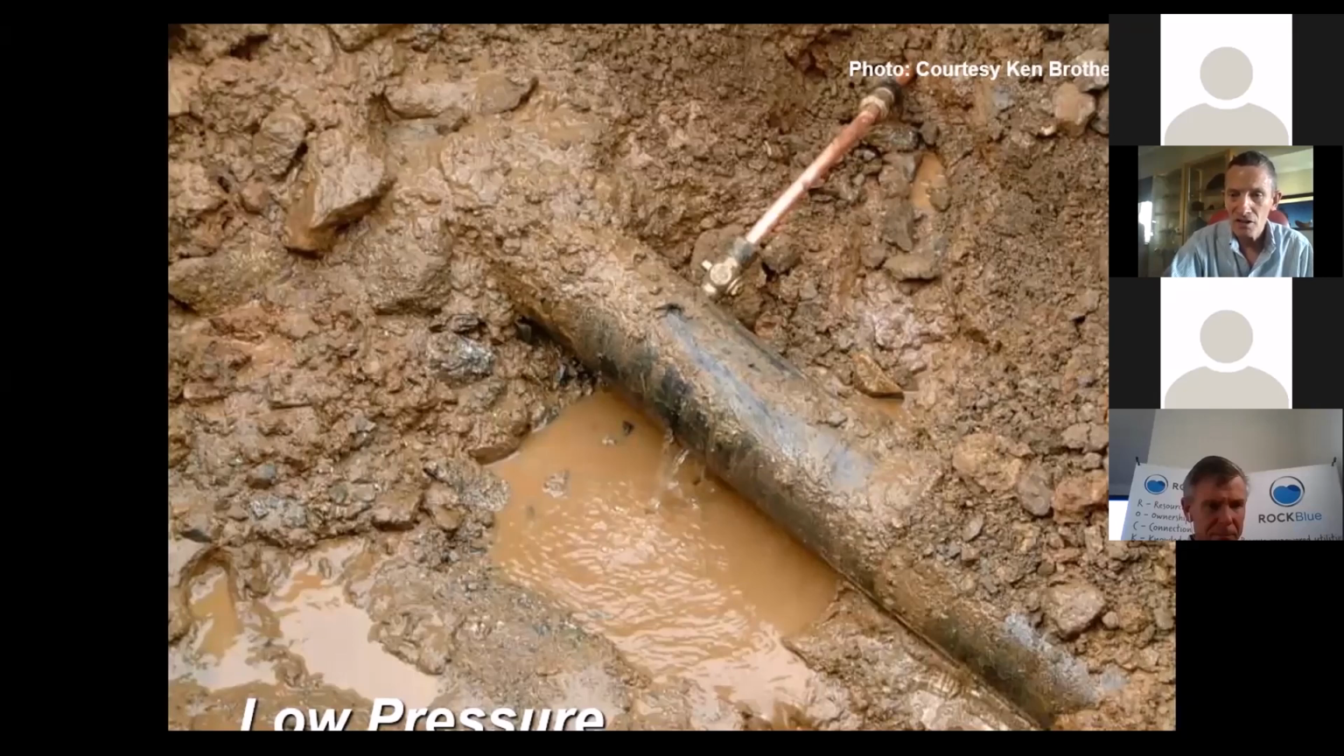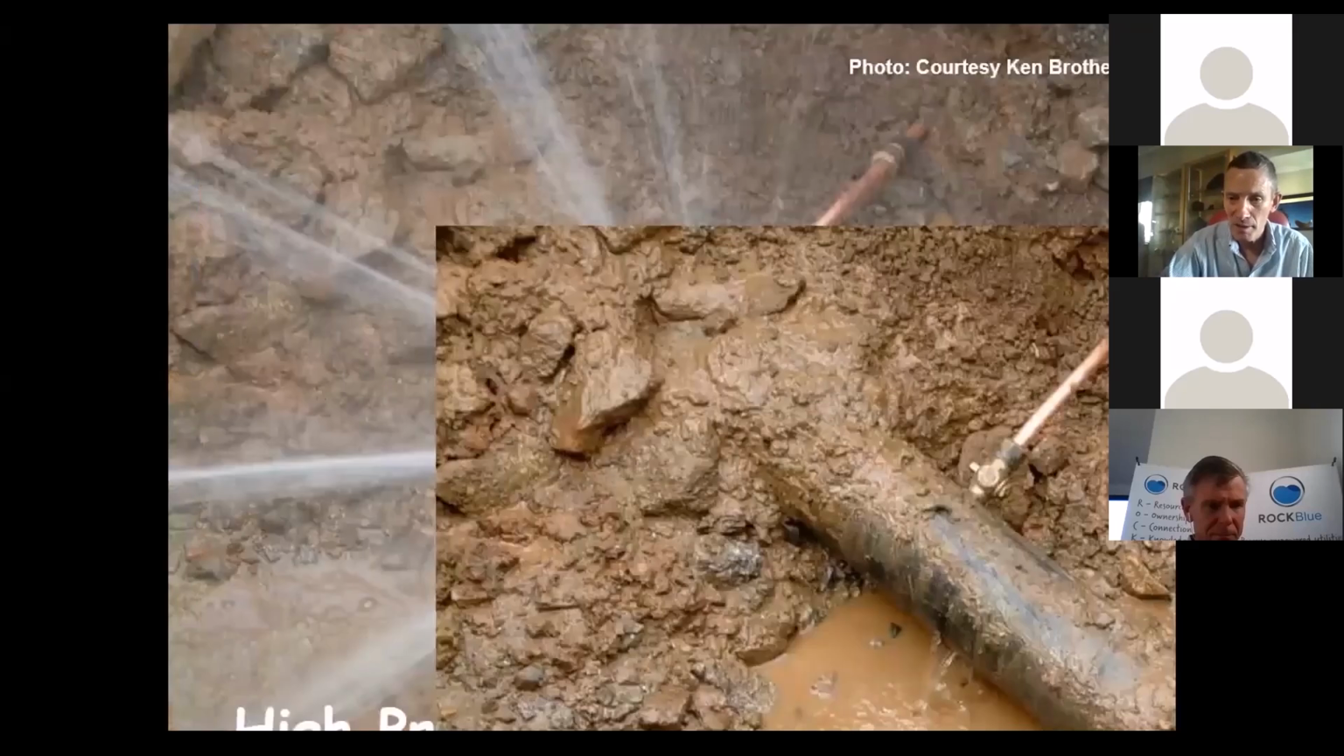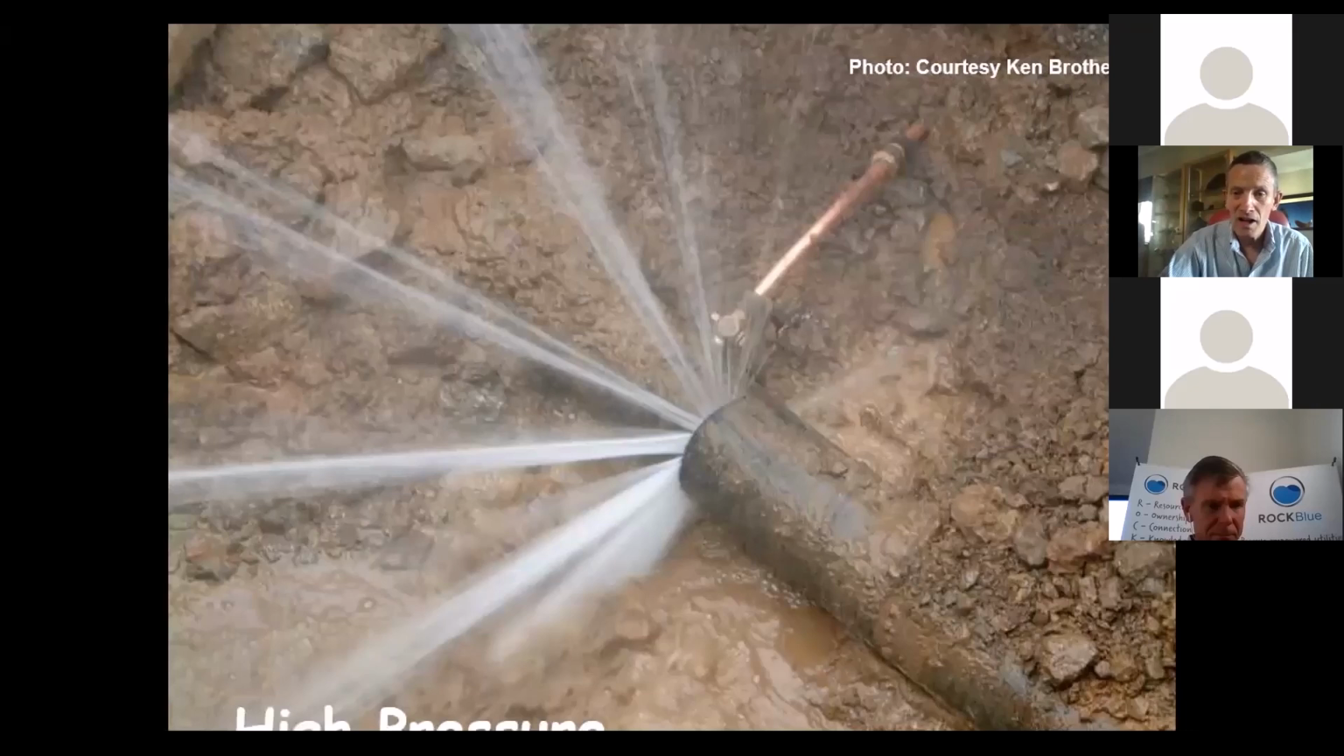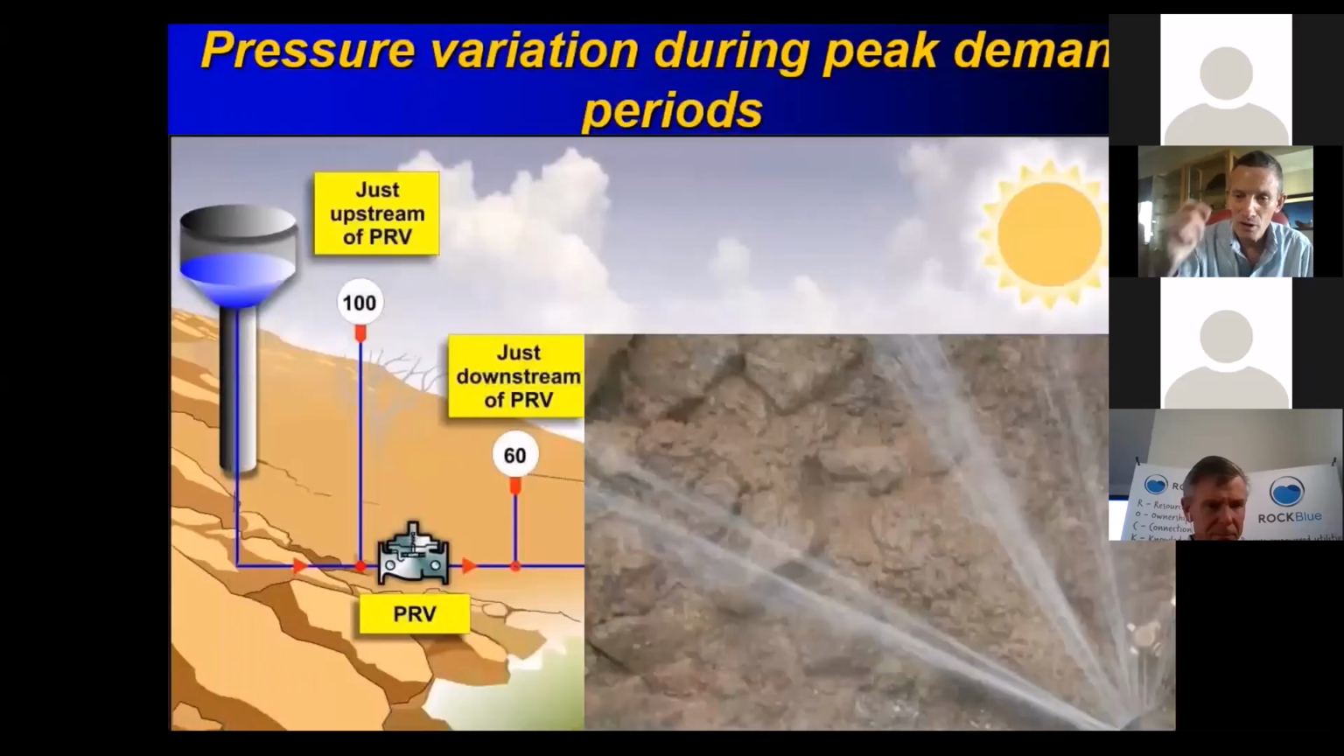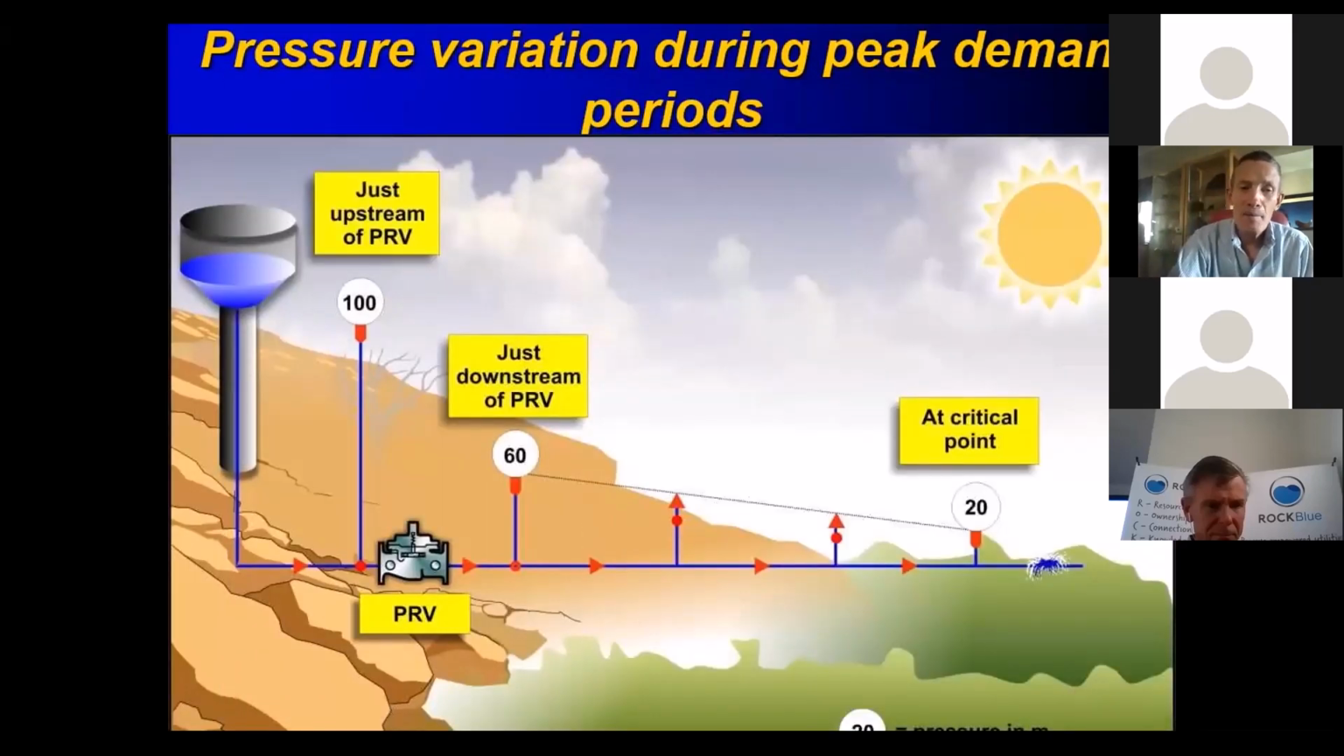Basically, pressure drives leakage. This is a pipe that's leaking at low pressure, and this is the same pipe leaking at high pressure. It's fairly obvious what we're trying to present here. I don't think we need to dwell on that one too long.